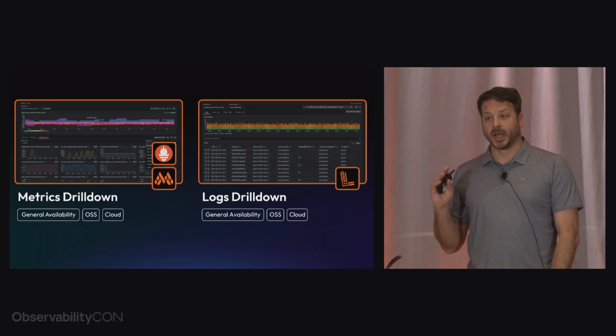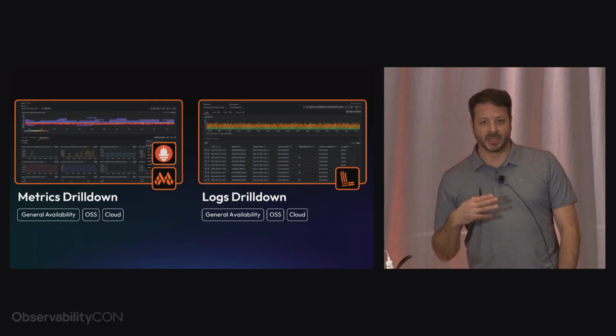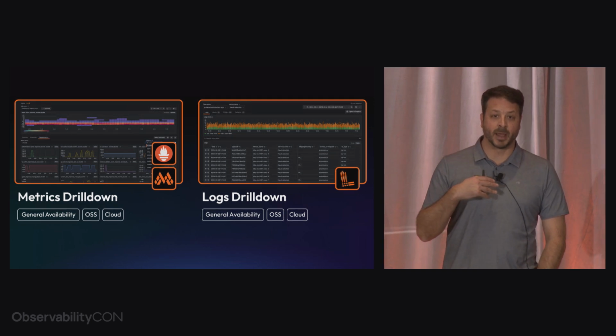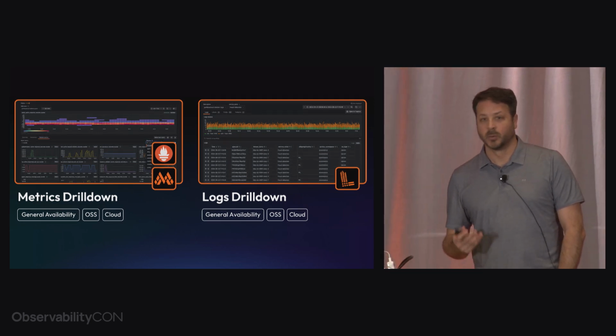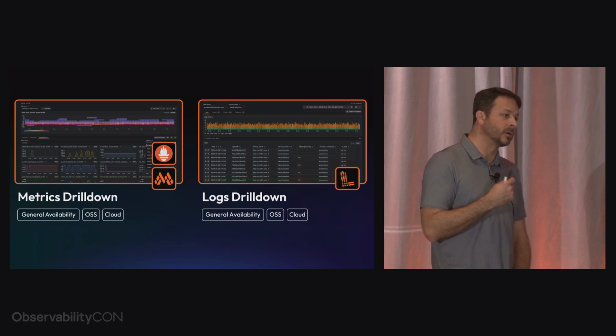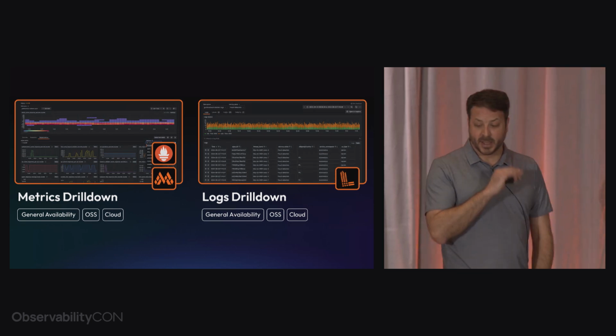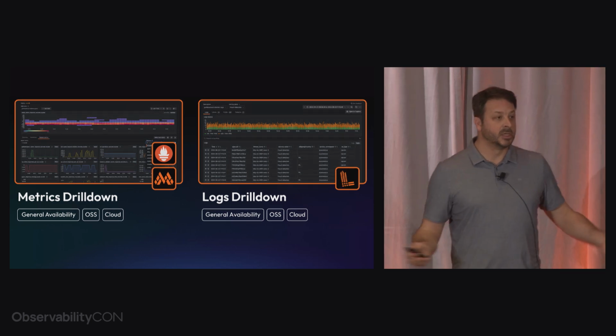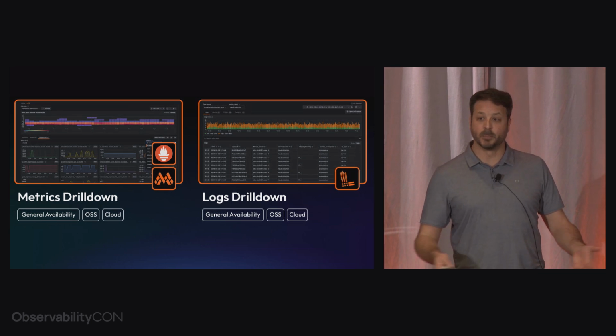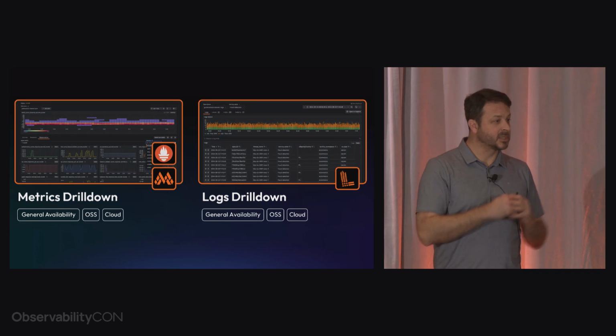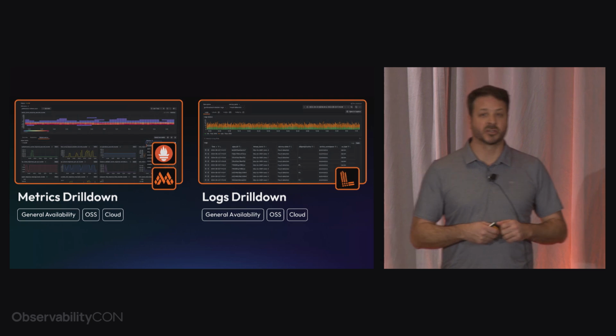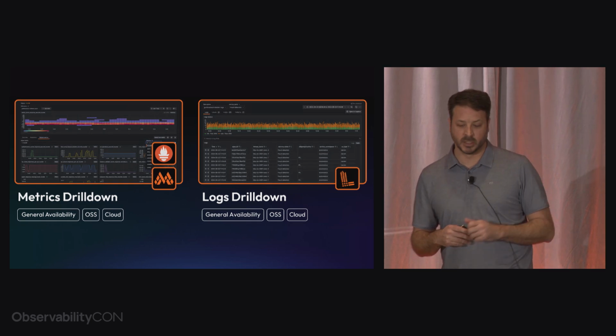With Metrics Drilldown, we continue to innovate in this area, so we now provide better related metrics. We allow you to filter your Drilldown metrics by prefix. We're also using machine learning to bubble up the related metrics, knowing which metrics are changing in a similar pattern to the one that you're drilling into.